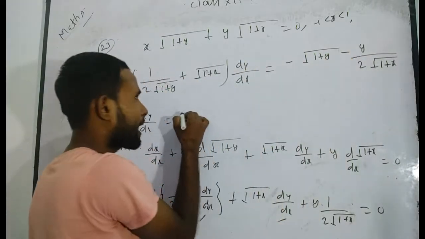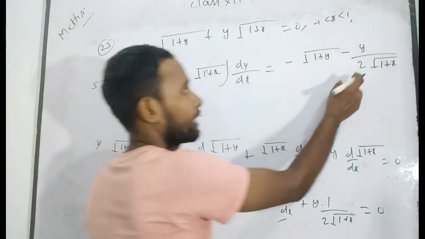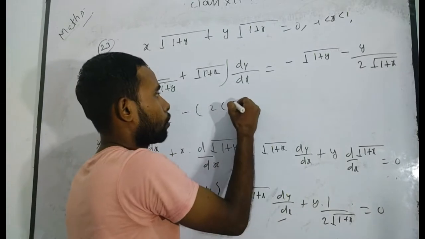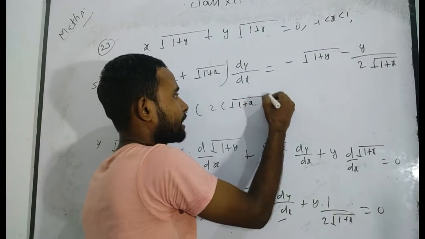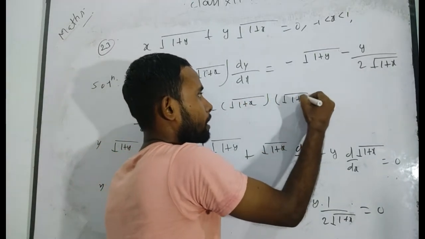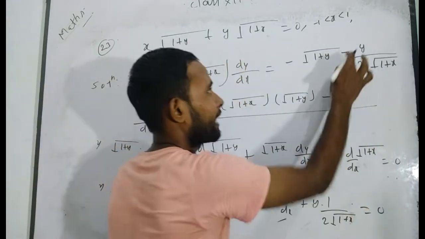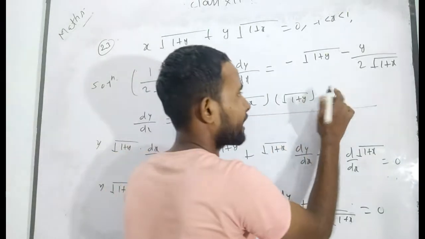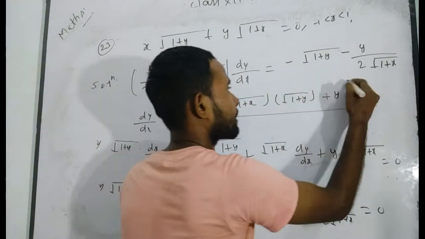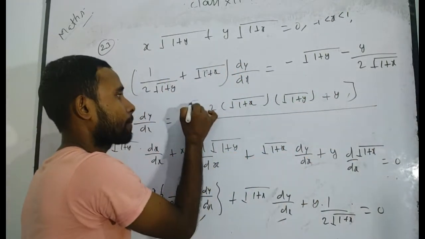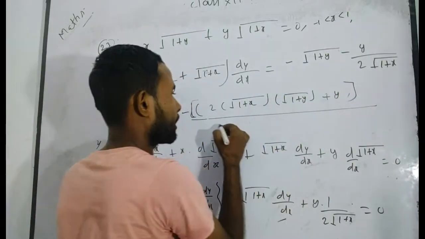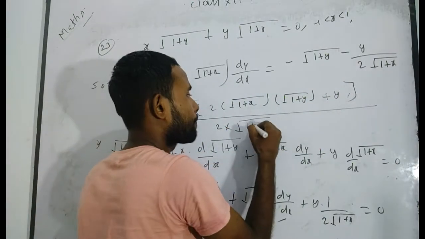First you take LCM, 2 minus out of it. In that case you will get 2 times root under 1 plus x into root under 1 plus y minus y divided by minus y. Here I have taken already minus, that's why do not take here, simply take here plus, and take it in under bracket, and in denominator you will get 2 times root under 1 plus x.